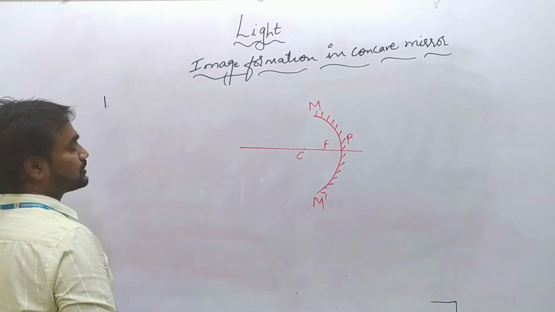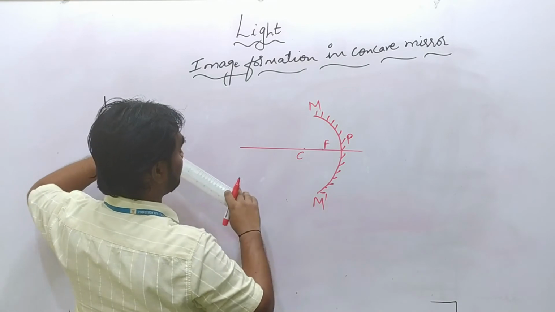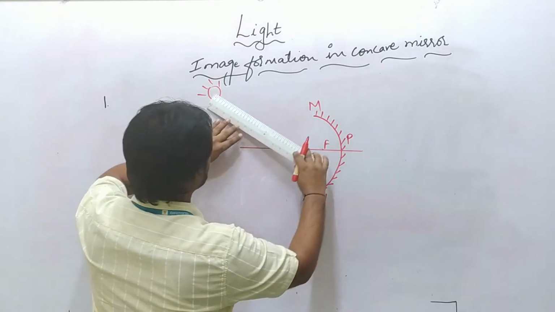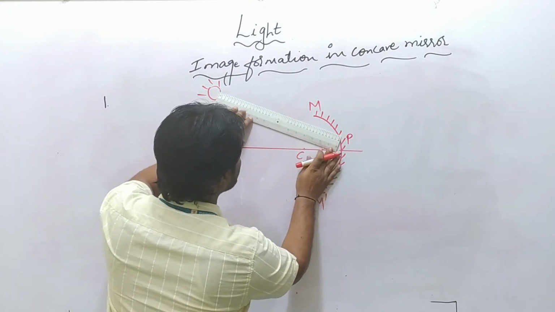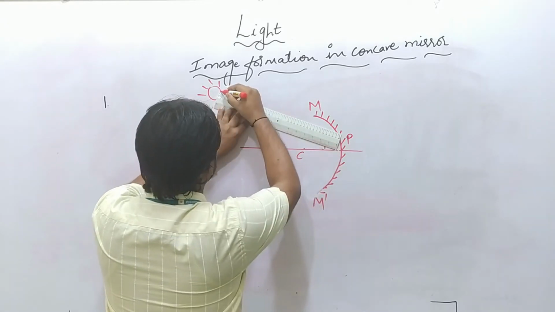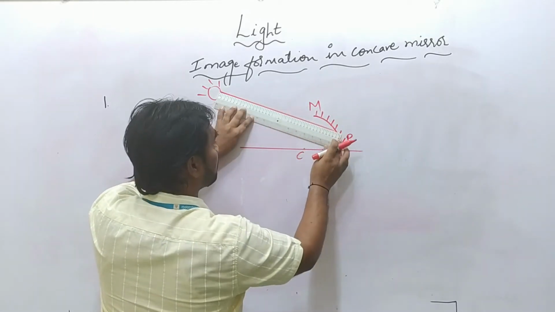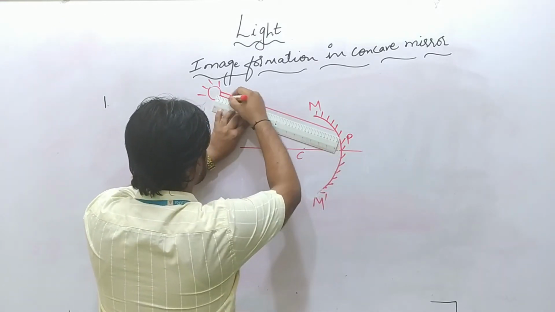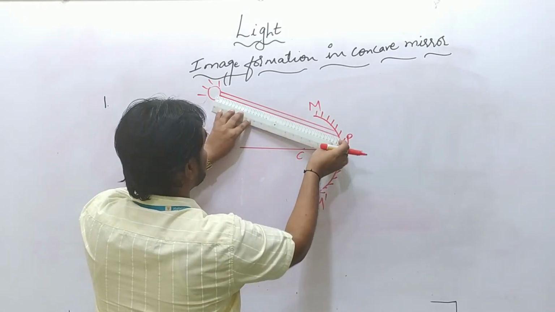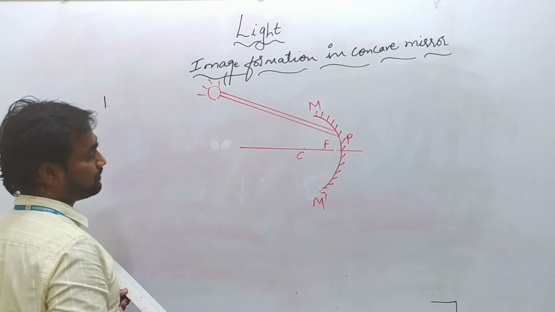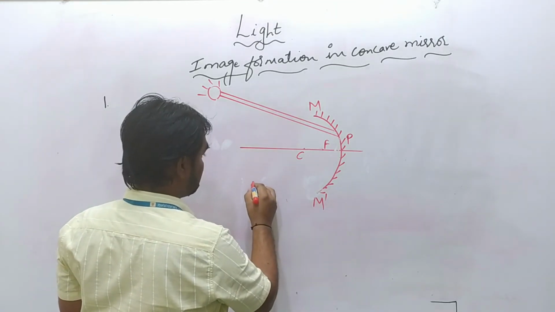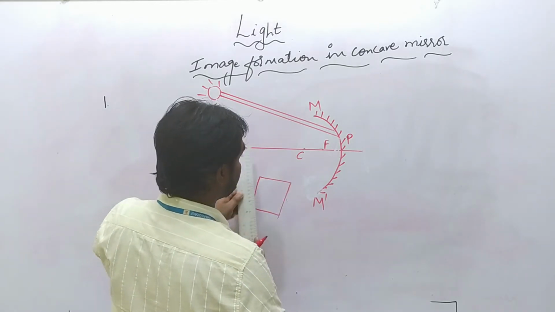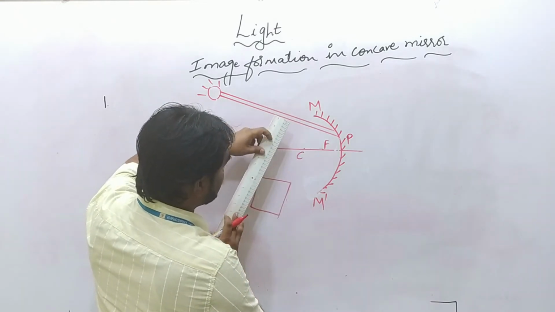Now suppose this is the sun, and from the sun we are getting the rays. Sun rays are made to be incident on the concave mirror, and the sun rays which are falling on the mirror are parallel to each other. So let me take only 2 rays as of now. And where are they going to focus? Let me take one paper here.